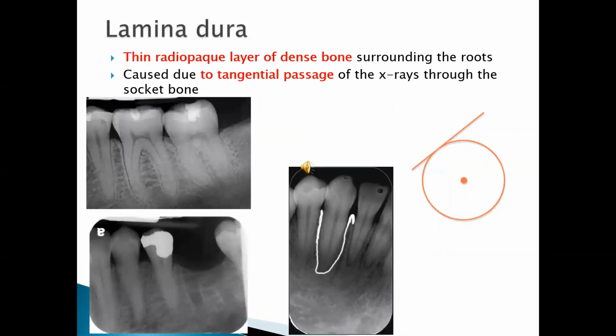It is very important for a dentist to understand what lamina dura is. Lamina dura is a thin radiopaque, I mean whitish, area that surrounds the roots of the teeth. In simple terms, it is the alveolar socket bone which covers the root of the teeth. On a radiograph, it appears white or radiopaque. On the inner surface of it will be a radiolucent or blackish area, which represents the periodontal ligament space. Lamina dura appears white because the X-rays pass tangentially through this area.